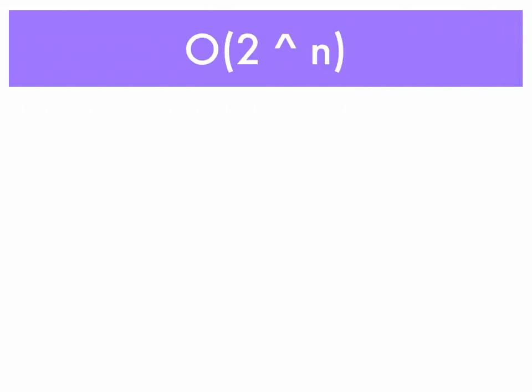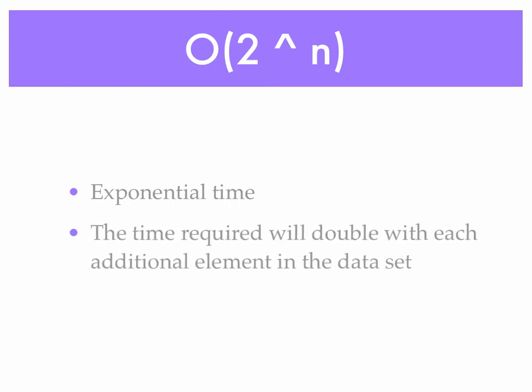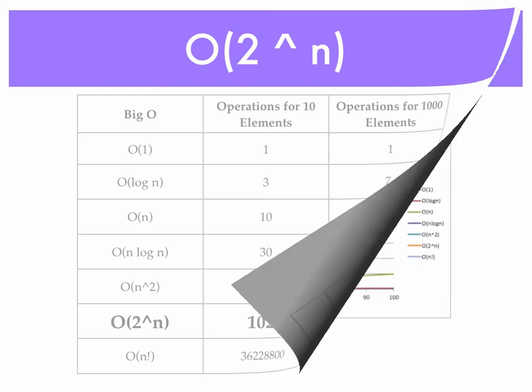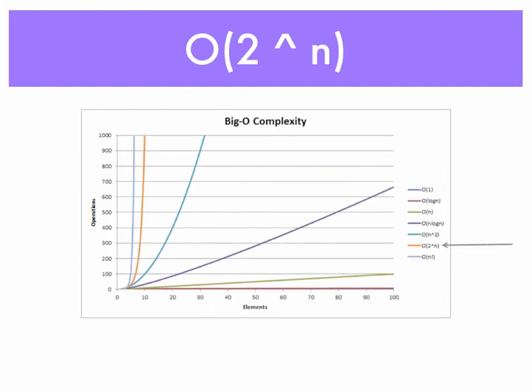I then move on to O(2^n). This is exponential time. And the time required in this will double with each element that I add to the data set. And so with O(2^n), if I have 10 elements, I'll have 1,024 operations. If I have 1,000 elements, I'll have 2 raised to the 1,000. If we look at my chart here, we'll see that I have almost straight up growth.